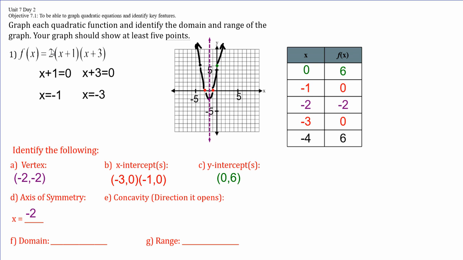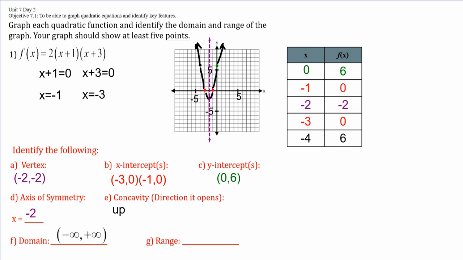If it was negative, it would be concave down. So we have a concave up parabola. Domain is talking about the set of all x's for our function, and we can see we could take any value for x and substitute it in and get an output, so there's no restrictions there. So we've got our -infinity, +infinity.